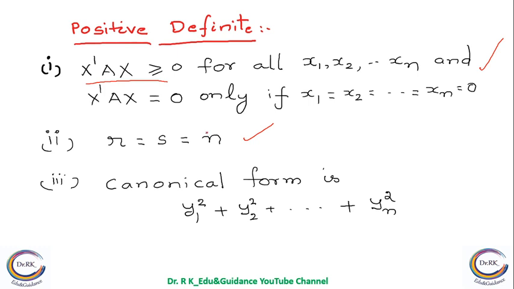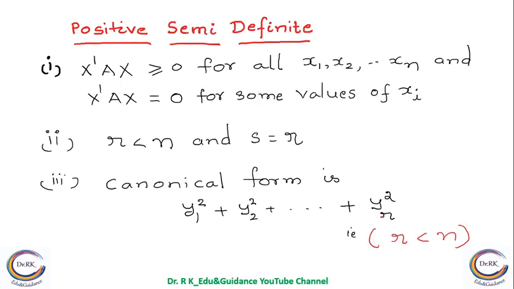S is the index, and n is the number of variables, right? So if it is positive definite, then one way is from the canonical form; we can say whether it is positive definite or not. Whenever it is canonical form, you will have it in the form of y1 square plus y2 square plus so on, yn square. Okay, this is one definition of positive definite.